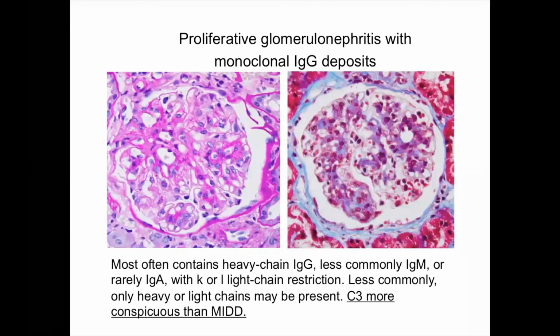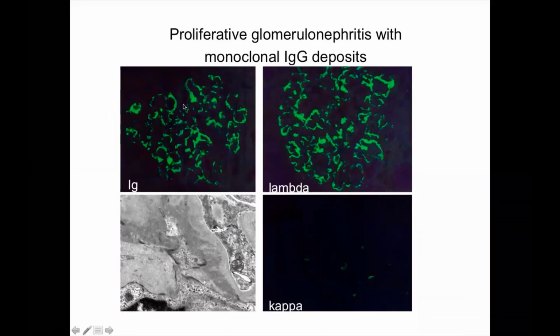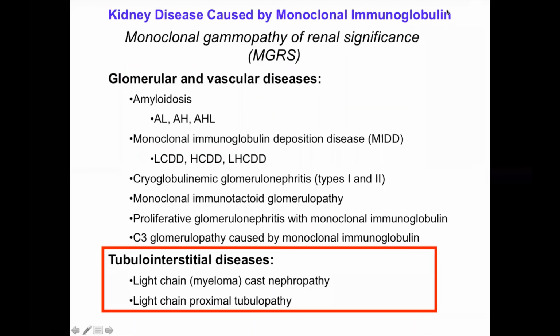Is this important for the exam? Probably not. I'm telling you for completion's sake. All right. So we have an immunoglobulin, most likely IgG, restriction of one of the light chains, either lambda or kappa, and we have electron dense deposits, mostly subendothelial. Mostly they will be subendothelial on electron microscopy.